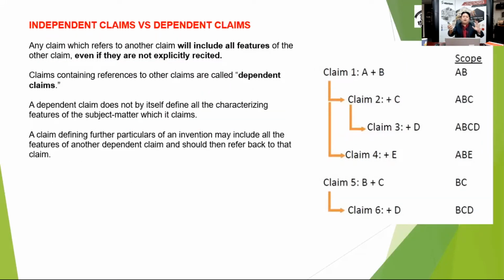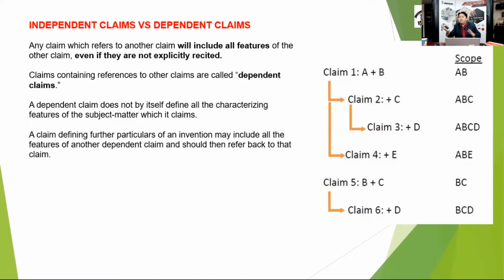Okay, so what is the function of an independent claim versus the dependent claims? Any claim that refers to another claim, which includes all the features of the other claim, even if they are not explicitly recited, we call a dependent claim. So the dependent claim recites all the features of the previous claim or independent claim, plus something else. So a dependent claim does not itself define all characterizing features of the subject matter.